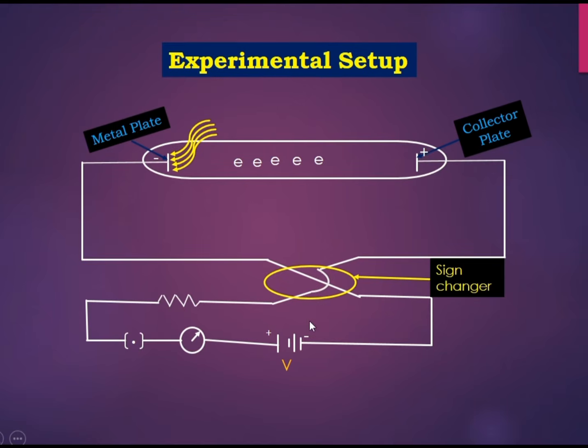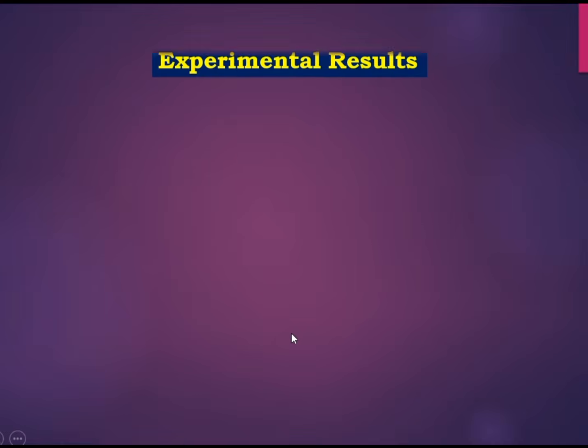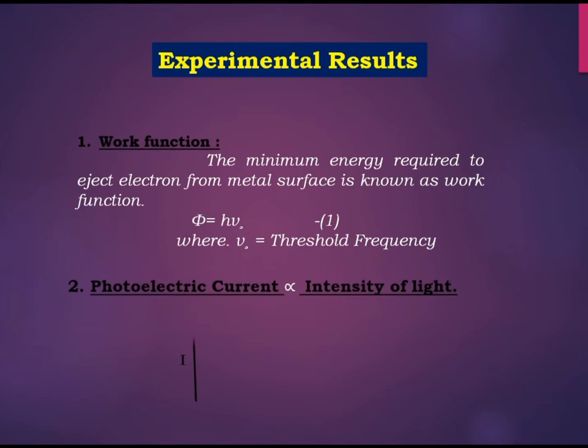Okay, so the potential which is required so that the electron, even with its maximum kinetic energy, cannot reach this collector plate is called the stopping potential. Meaning the potential which is required to stop the electron with the highest kinetic energy from reaching the collector plate is called stopping potential. Okay, so this is the function of the sign changer.